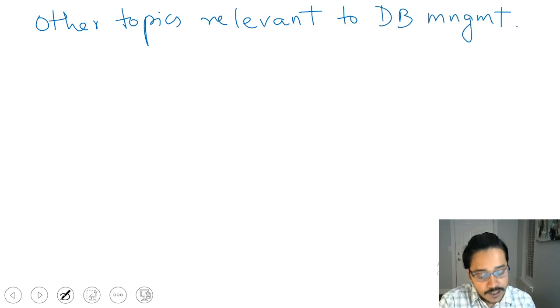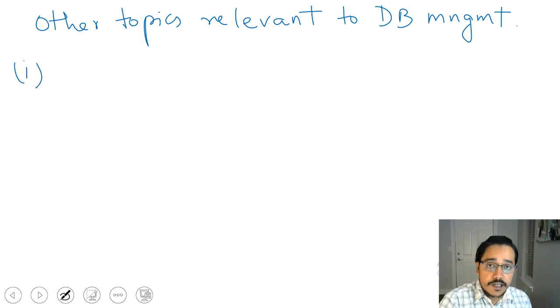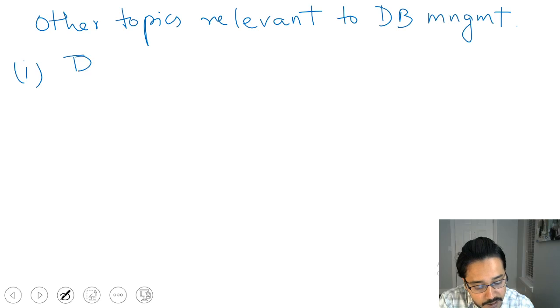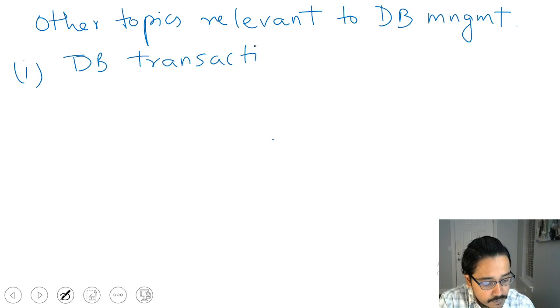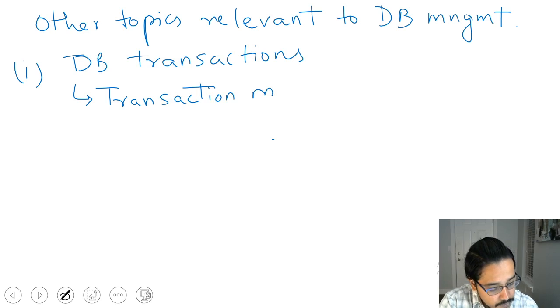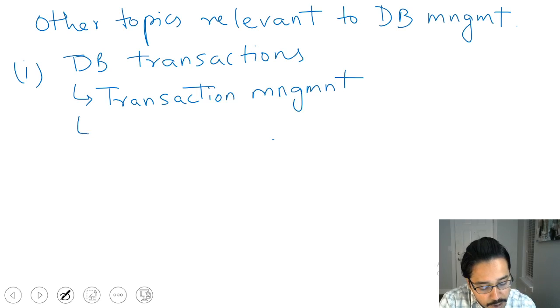So the other topics that we are going to cover in this section: first of all, we're going to learn about what database transactions are. And once we learn about that, we are going to learn about transaction management, and then concurrency control.